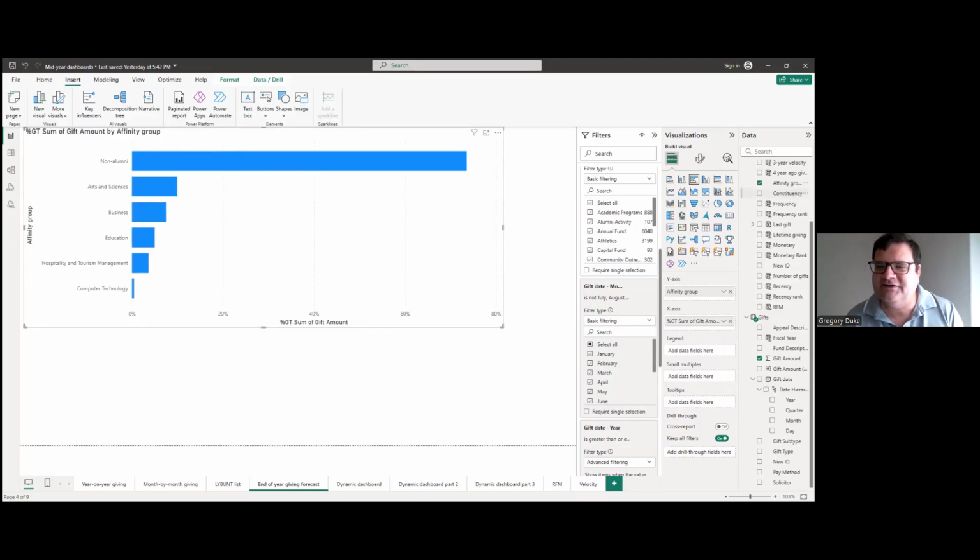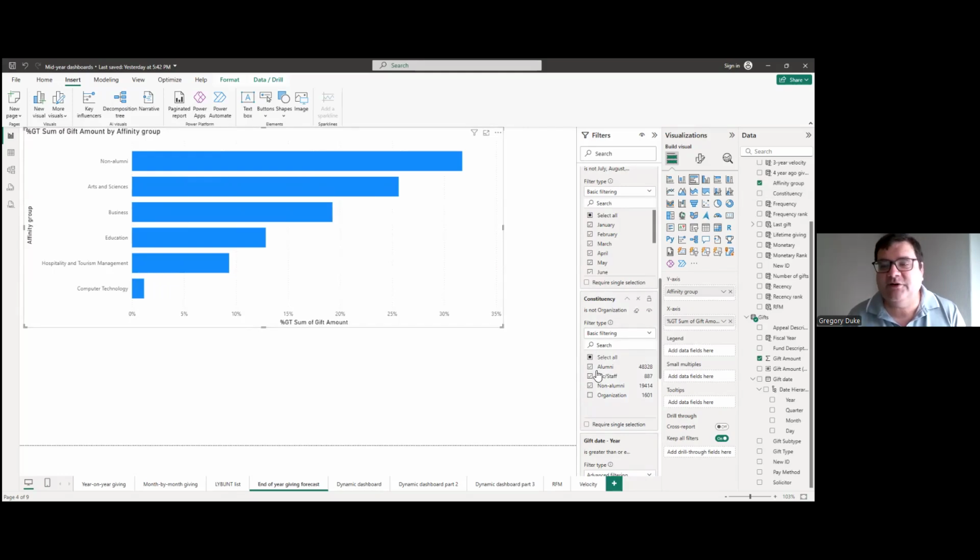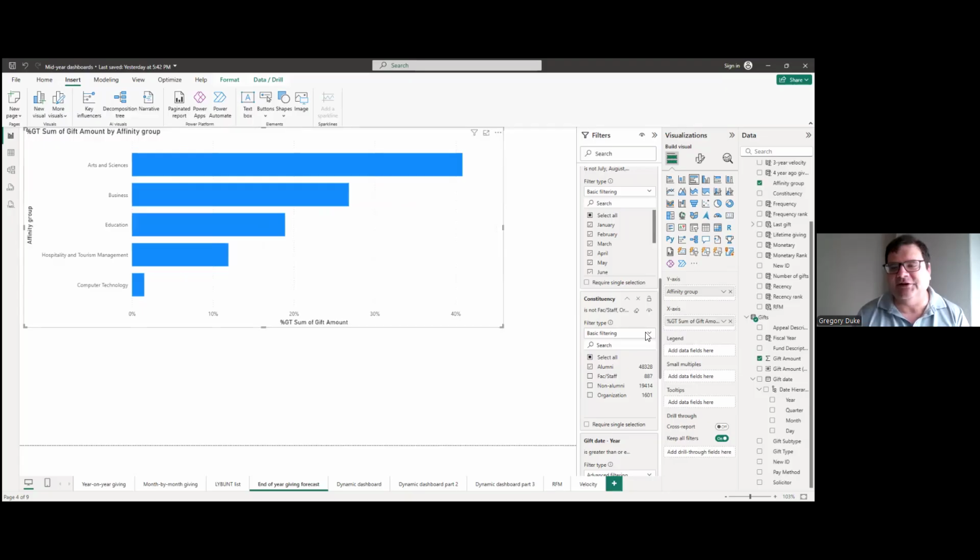I'm going to cut out organizations as well. So if I want to cut out faculty and staff and non-alumni, we're just looking at alumni after we pulled constituency into the filters. We can see that arts and sciences has donated the most money over the last 6 months of the year. Our business group is next. Computer technology is lagging way behind.